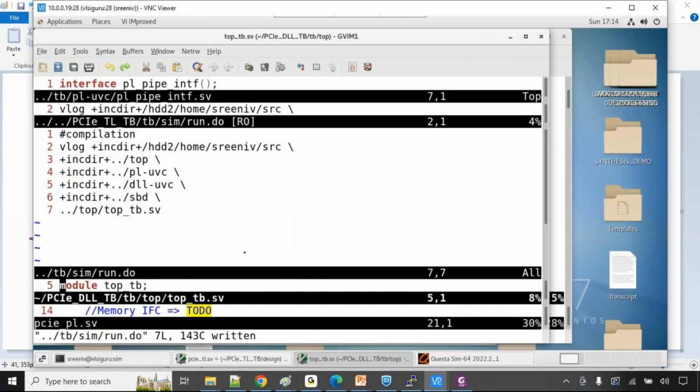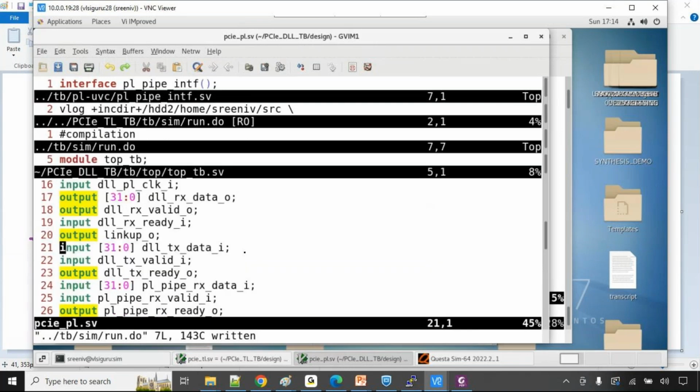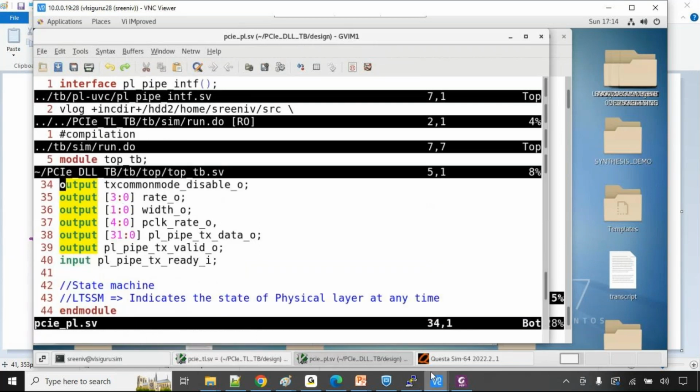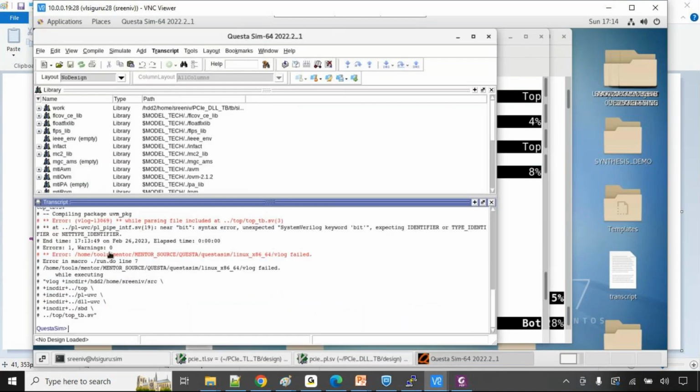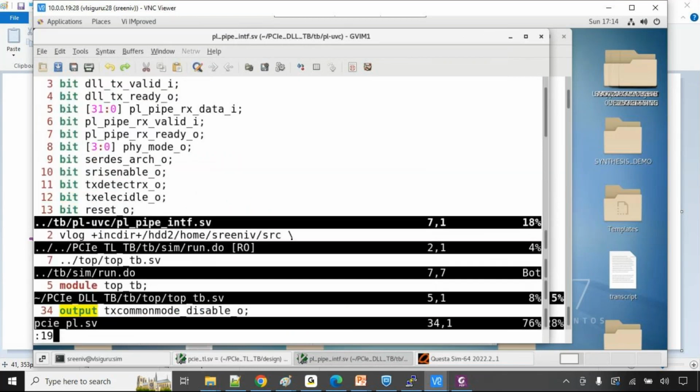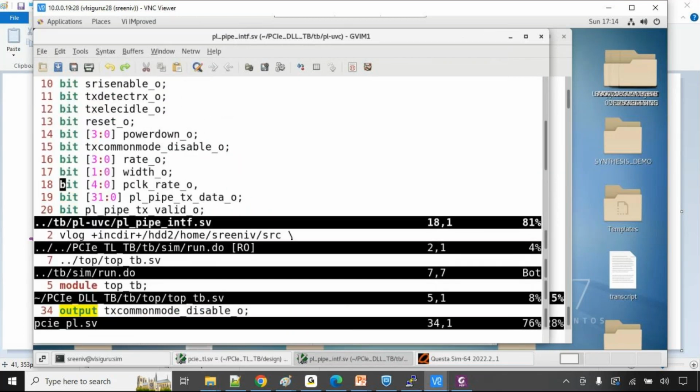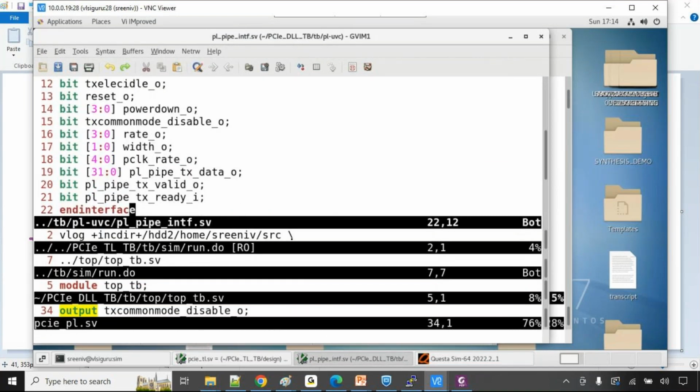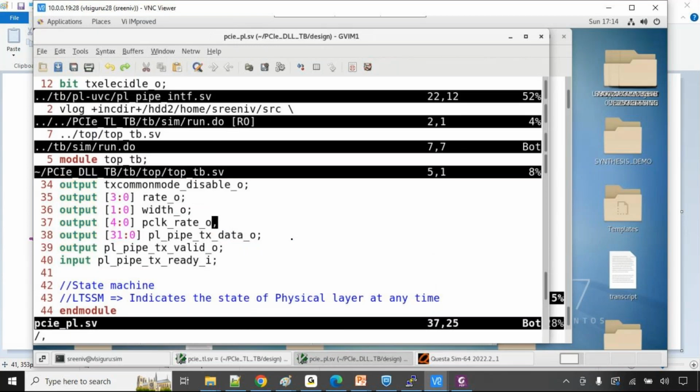If you go in the... where is it? I forgot. PL pipe interface. Line number 19. Okay, this I haven't put a semicolon. The same problem will come in the DUT also, right? Because the DUT also will have it here. This should be a semicolon.